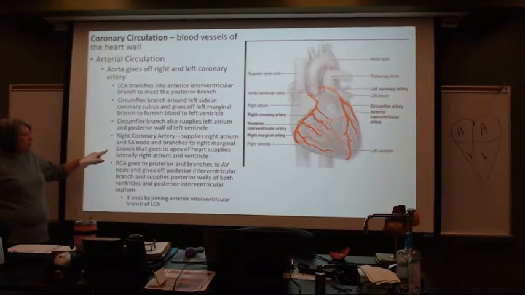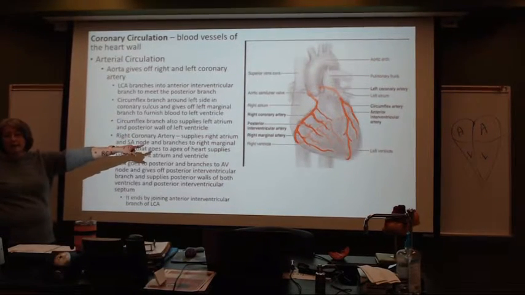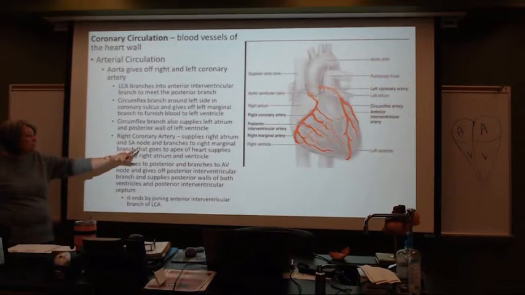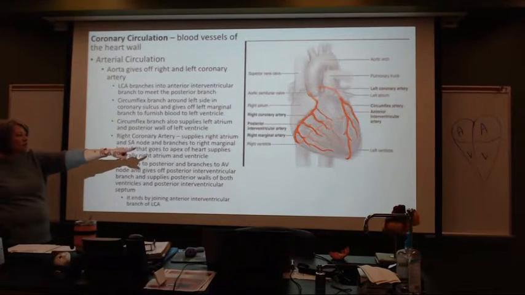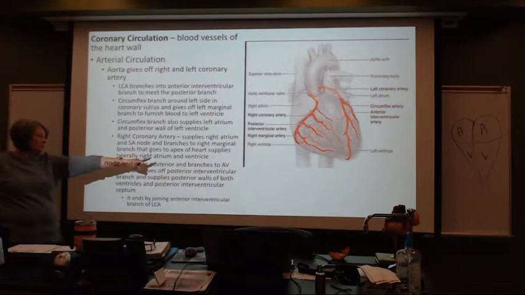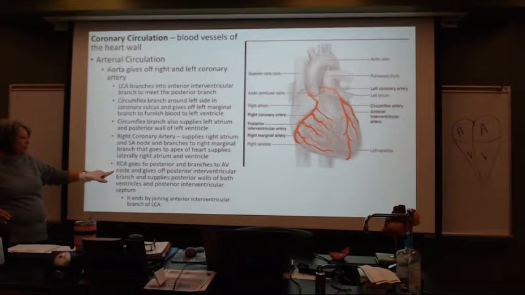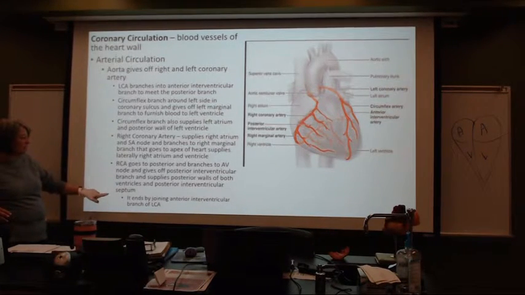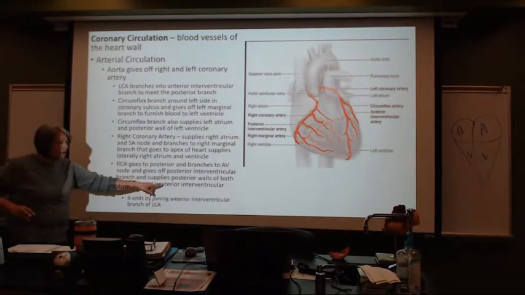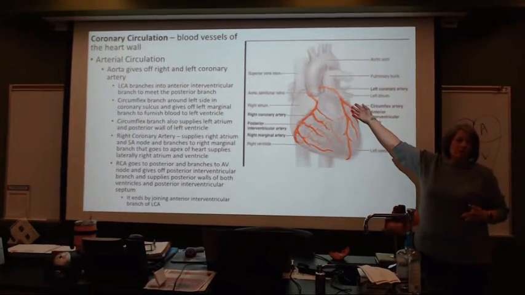Okay. Now, my right coronary artery supplies my right atrium, my SA node, and branches to the right margin, what looks like the side of the heart, and to the apex. Now, as we begin to have this branching that's going to take place, we're going to get branching to the ventricles, but eventually it comes around and we're going to meet up and we're going to have coming to the left.